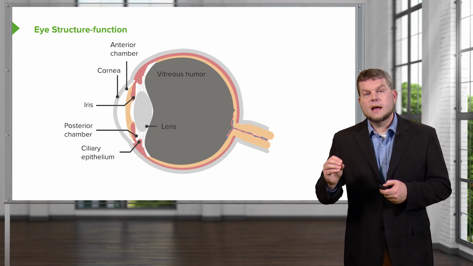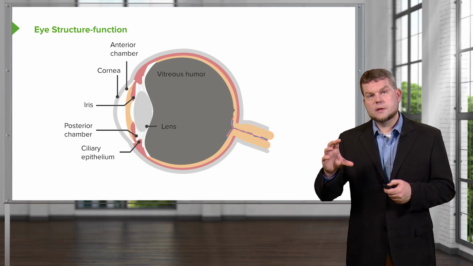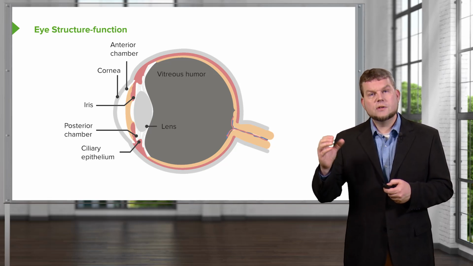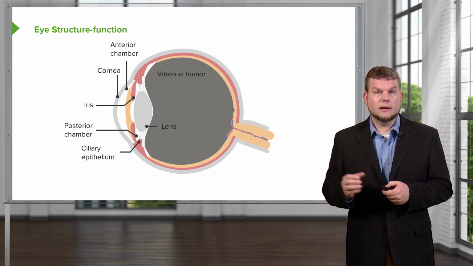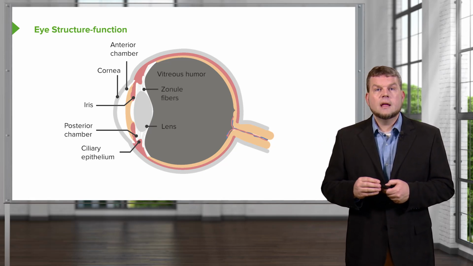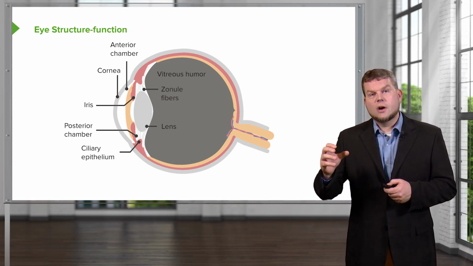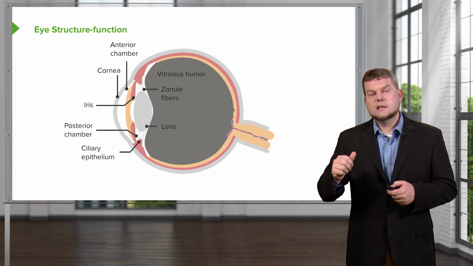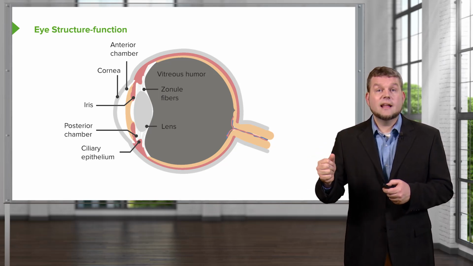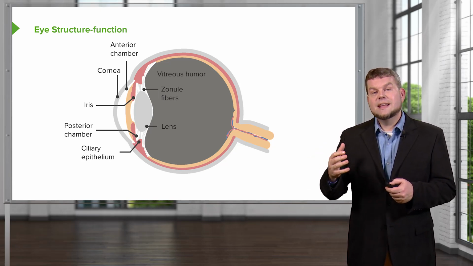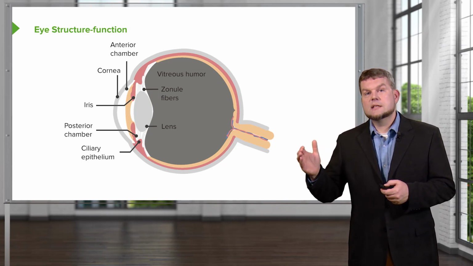The lens of the eye is going to help focus the image onto the back of the eye, or the retina. These zona fibers are what pull the lens, either stretching it or making it less taut, so that you can get that focused image to the right spot.